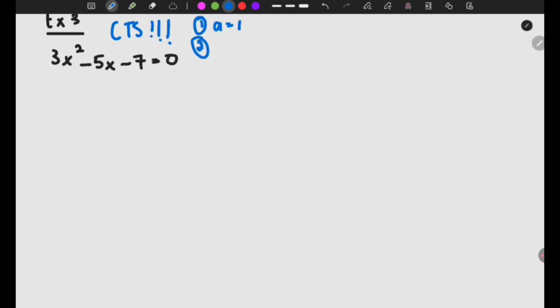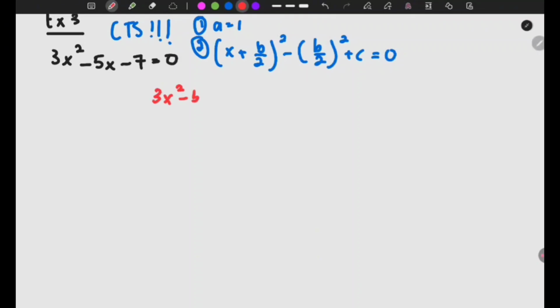So yeah, and here you go. 3x squared minus 5x minus 7 equals 0 is the general form. Yes, I agree, but it's not the general form that we want, where our a must be equal to 1. It's not equal to 1, so we don't want this general form, so we create our own using this.